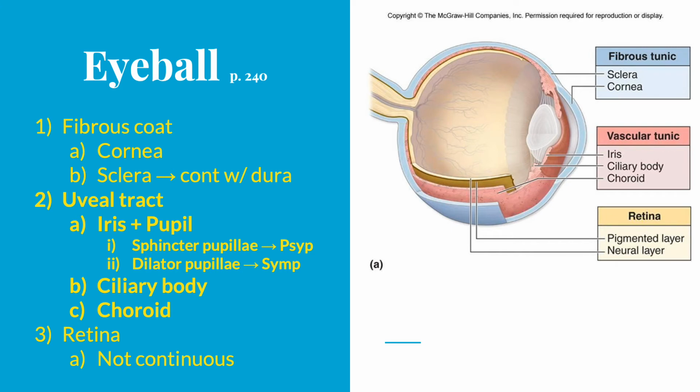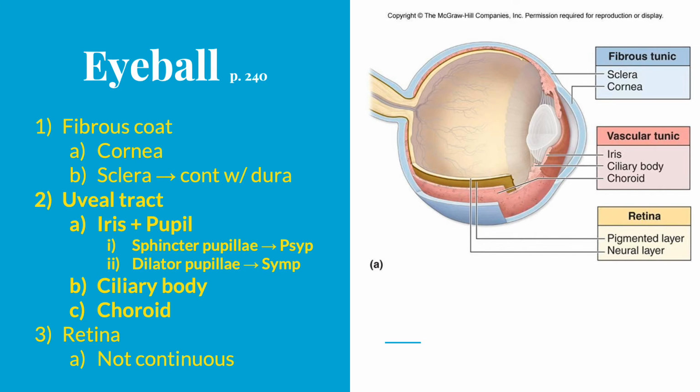All right, the eyeball. So page 240. You want to know the layers of the eyeball. So we've got our fibrous coat, our uveal tract, and our retina. You want to know the chambers and the lenses and all that good stuff. So your fibrous coat is going to be on the outside. It's going to be the protective layer, and that consists of both the cornea and the sclera. So the sclera, interestingly enough, is continuous with the dura, but both your cornea and your sclera make up that fibrous coat.